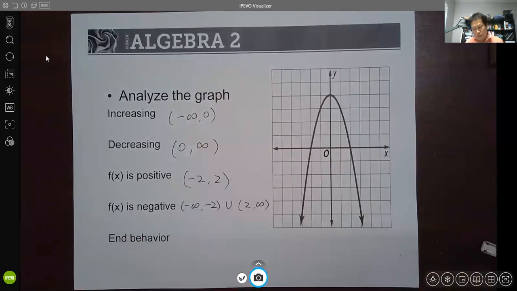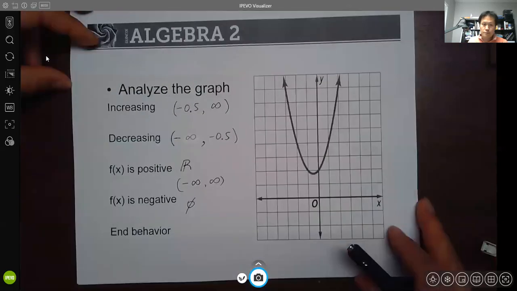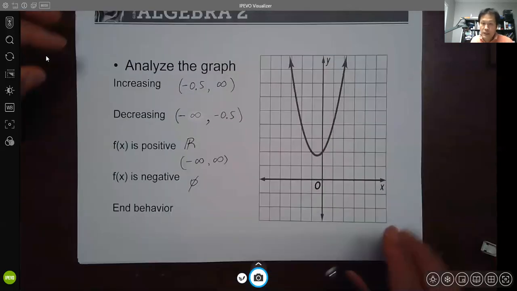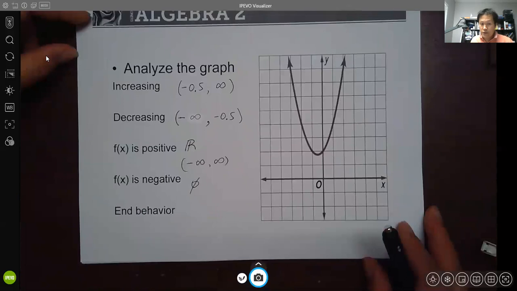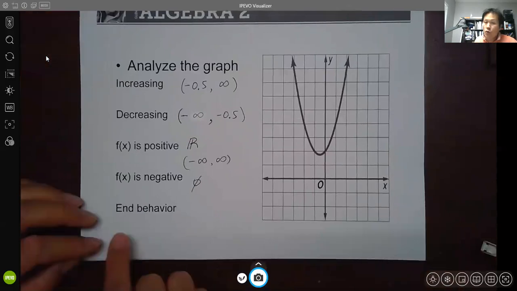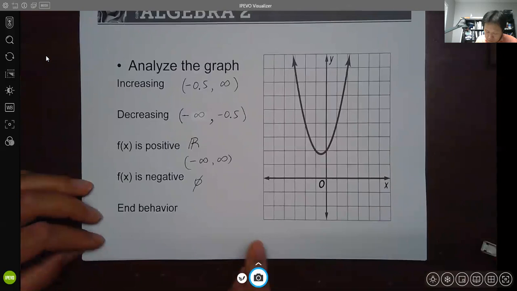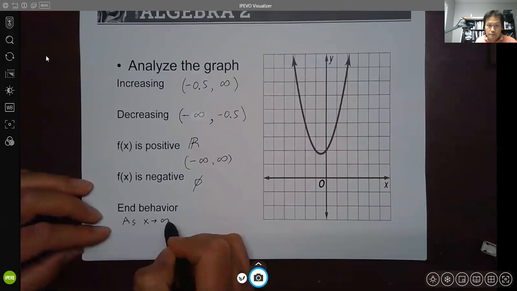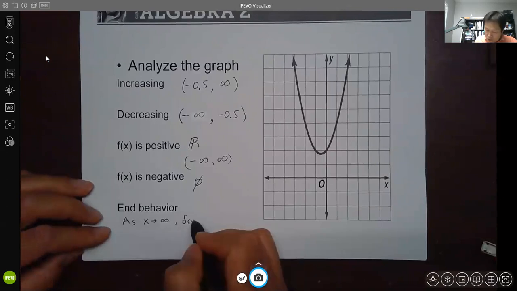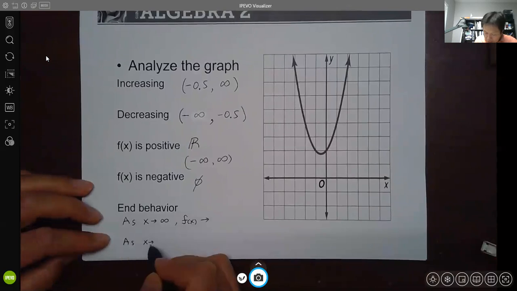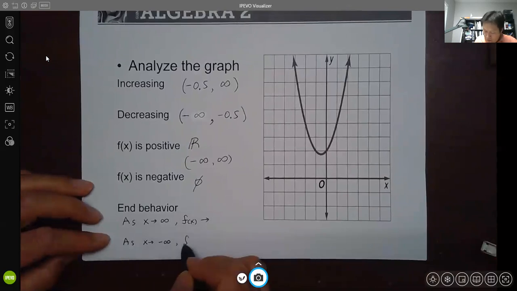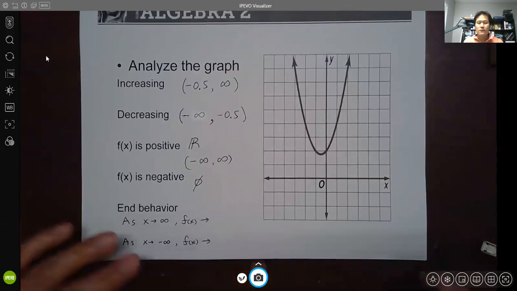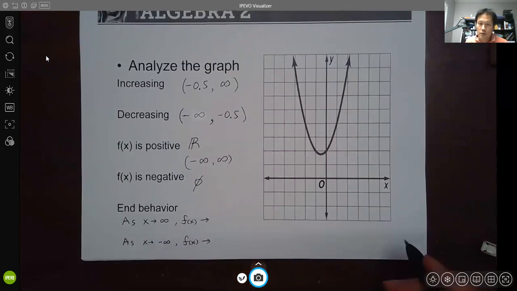Okay? Going back to the first question. And the end behavior. Okay, we did this in a previous chapter. You need to know how to write this. As x approaches positive infinity, f of x approaches what? As x approaches negative infinity, f of x approaches what? You write this for every end behavior no matter what. Okay, so you need to know how to write this.